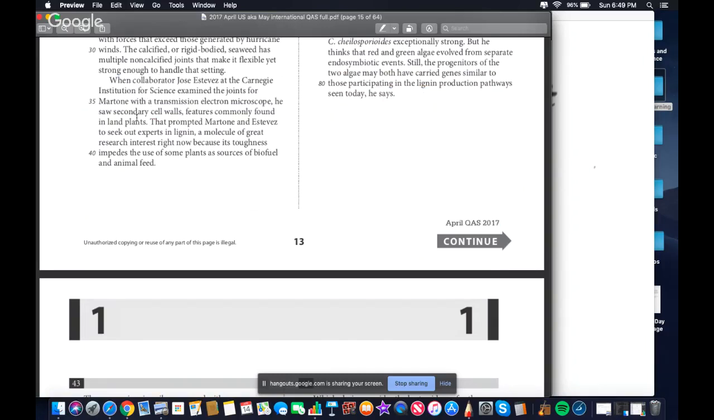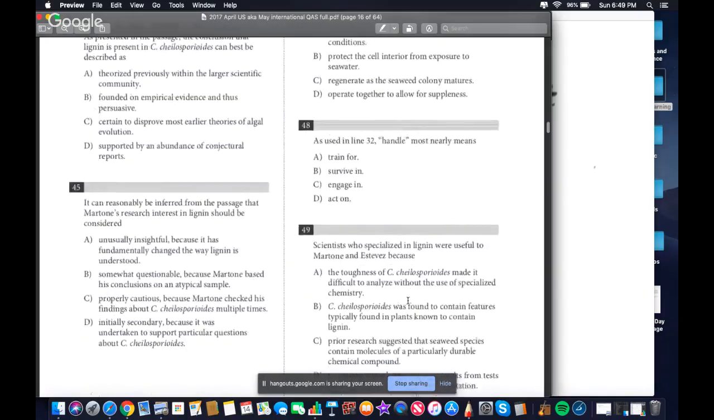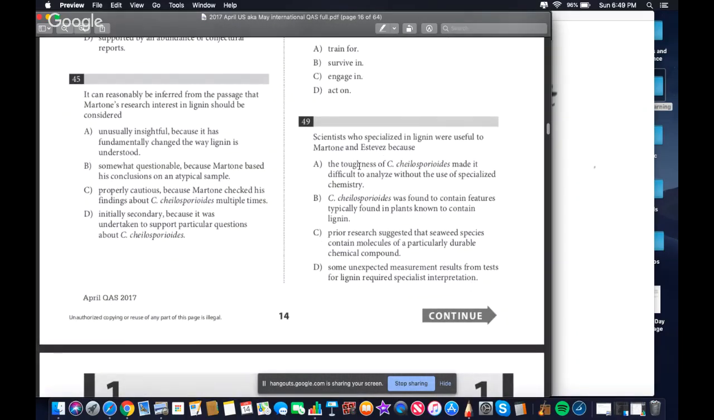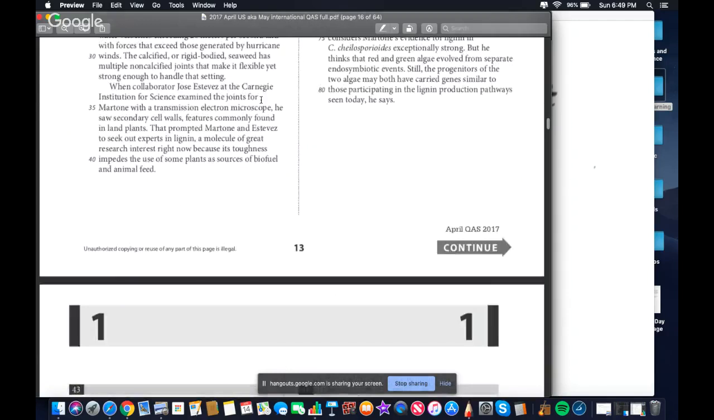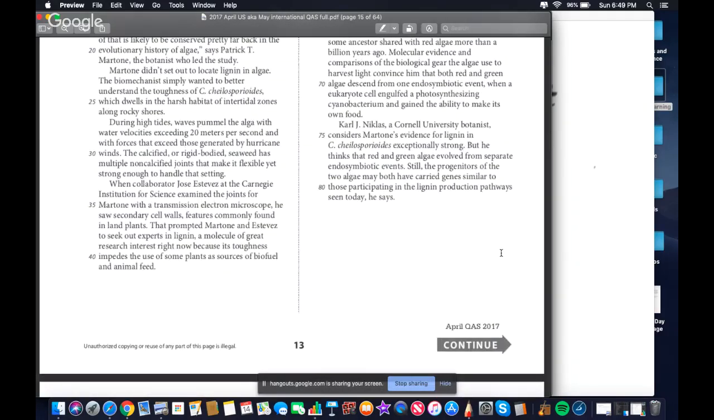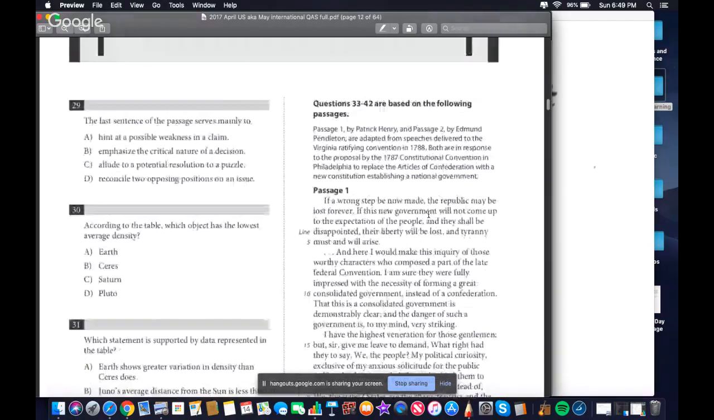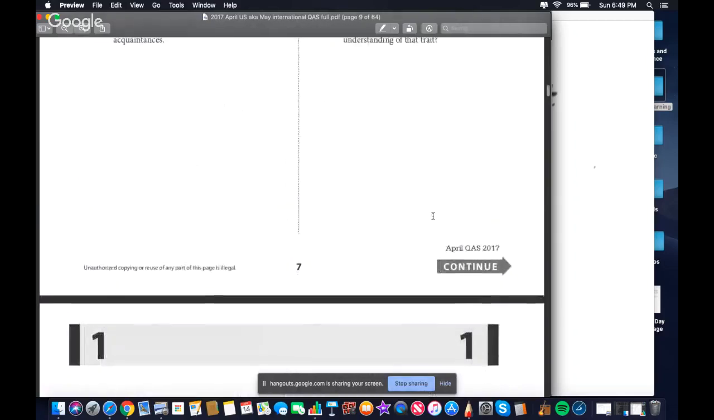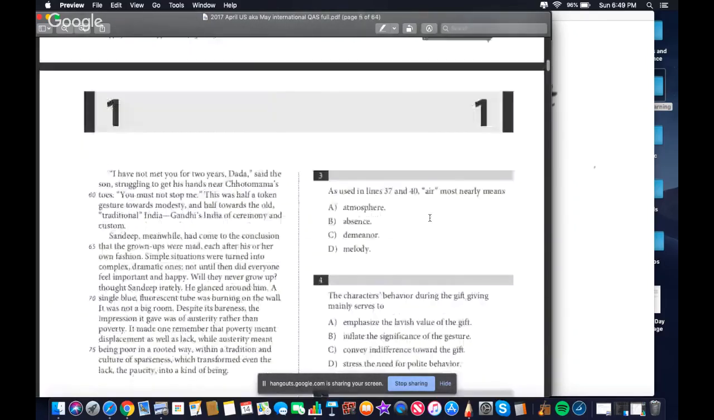And then we don't see exactly secondary cell walls. Notice we're not using exact language. Copy and paste is not happening. We're seeing features known to be in land plants, plants that contain lignin. So we're mapping on nicely here. I want to show you one more because I think it's really hard, and it's a great example of having to be very disciplined about our approach.